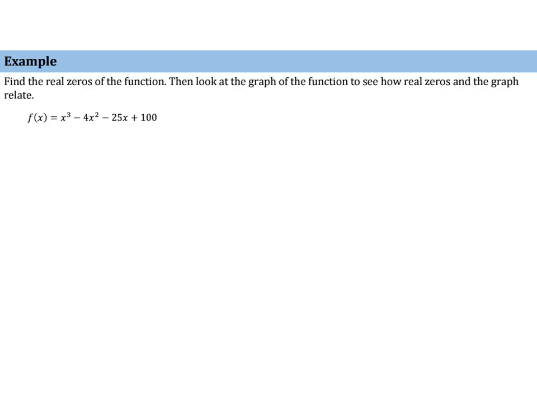So if we want to find the real zeros of this function, then what we can do is we can try to factor it, and then our next step will be to look at how the zeros correspond to the x-intercepts on the graph. So let's go ahead and factor this. x cubed minus 4x squared minus 25x plus 100. This is 4 terms, so let's group the first 2 terms. And then plus, and we'll group the last 2 terms.